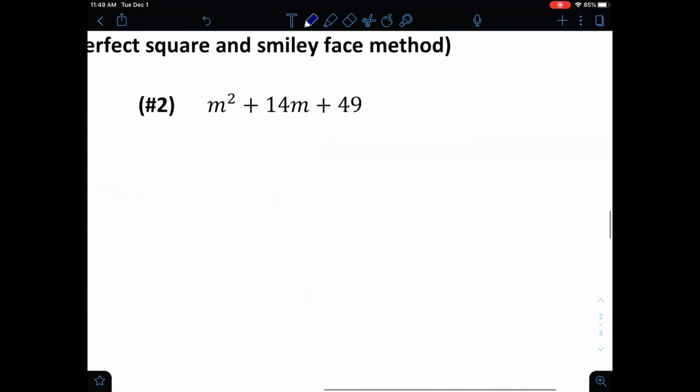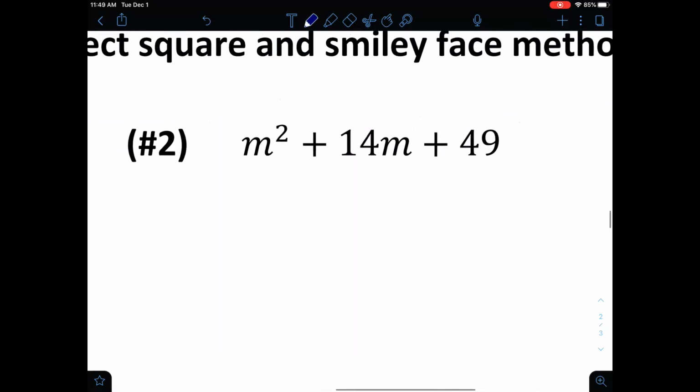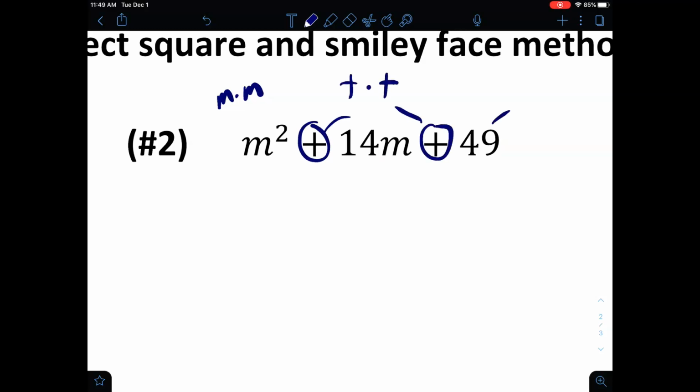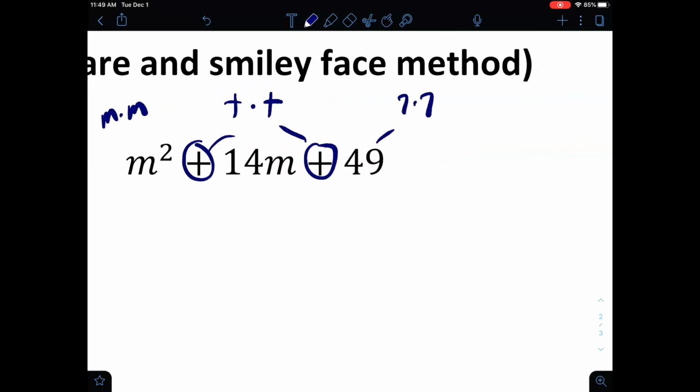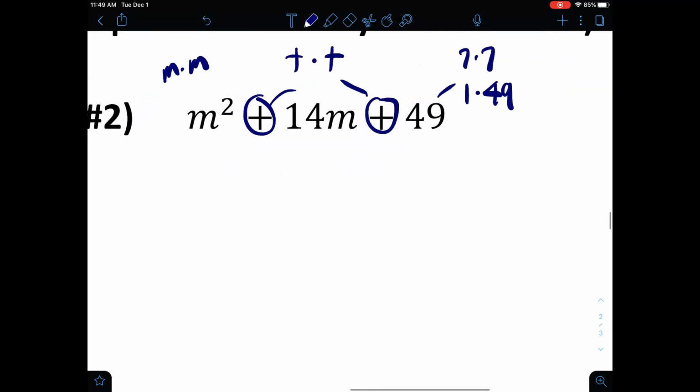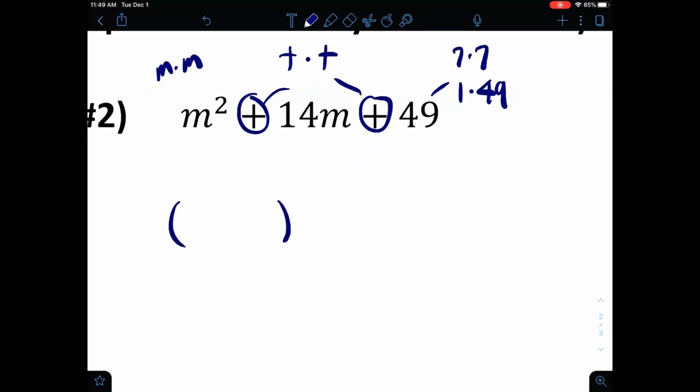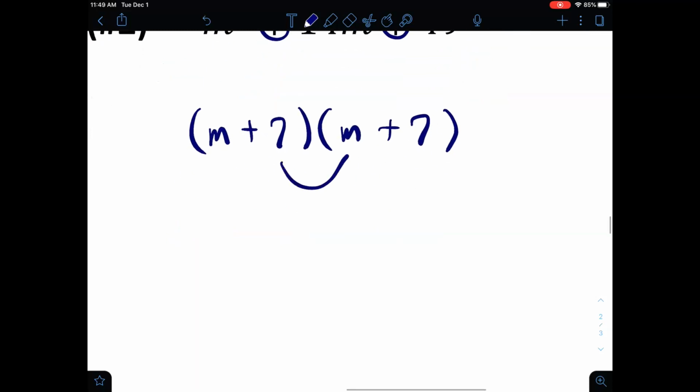But let's also do the smiley face method too, okay? So smiley face method, we have m squared. Factors of m squared are m times m. Factors of 49, well, these are both positive here, so they have to both be positive. Factors of 49 are 7 times 7 and 1 times 49. So we have m times m. They're both positive, which is going to be really nice. It needs to add up to 14. Well, I'm not going to use 1 and 49 because that's going to give me 50 when I add those. So I'm going to use 7 and 7 right here.